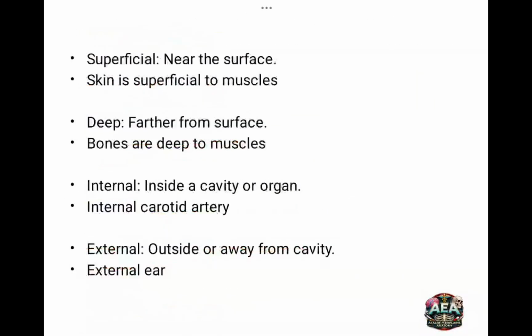So now let's move further to talk about superficial, which is near the surface. When they say a structure is superficial, it is closer to the skin. Skin is superficial to muscle. While we say deep, deep is farther from the surface. Bones are deep to the muscles. You meet your muscles from outside to inside. You have your muscles first before you come in contact with the bones. So the bones are deep to the muscles.